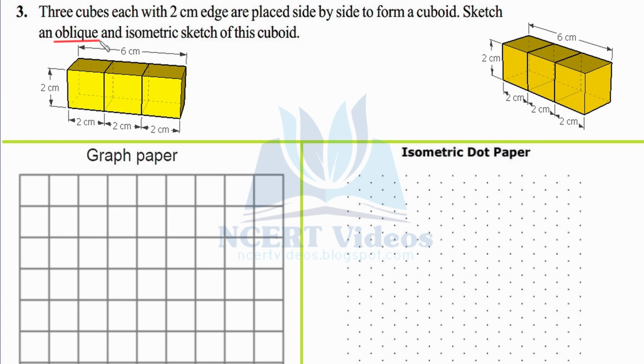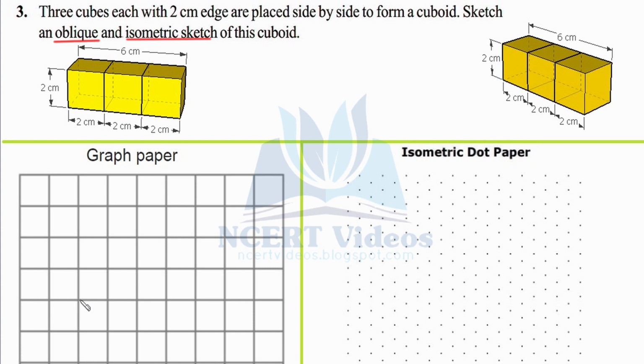So for oblique we need graph paper, and for isometric we need isometric dot paper. That is also provided on the last page of the textbook, you may check it. And again, any point is at the same distance from any other point in isometric, therefore the term iso came.